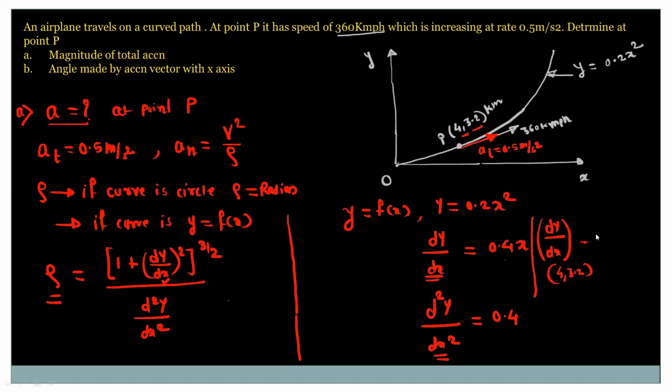This is equal to 0.4 into the x coordinate, that is 4. Okay. So this value will be 1.6, and this d2y by dx2 at the same point is equal to 0.4 only. Okay, because it is the constant value. So now put this value in this equation and get the value of rho, that is the radius at the point P.